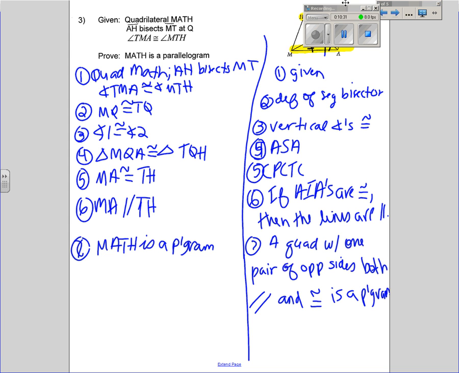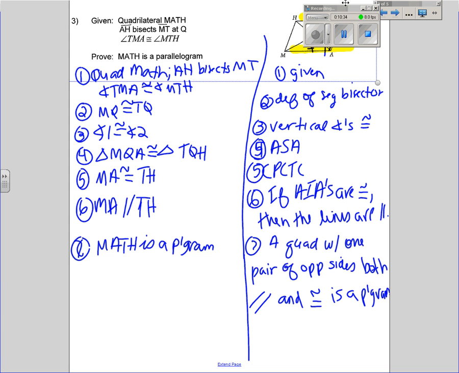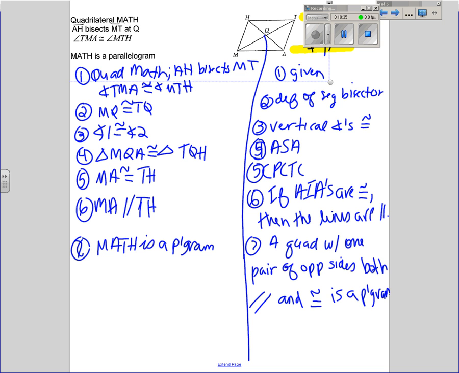I know this thing is kind of in the way. Oh, I can move that over, even better. Okay, and then you should be good. Okay, good luck with the homework.